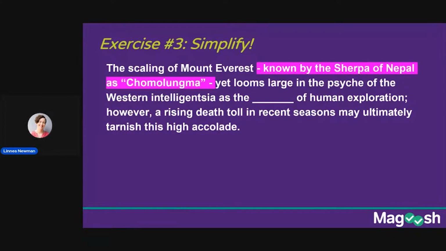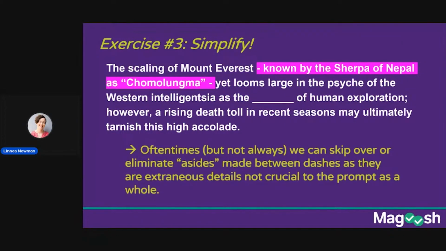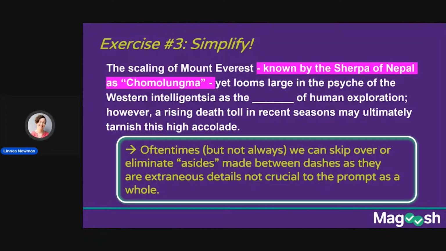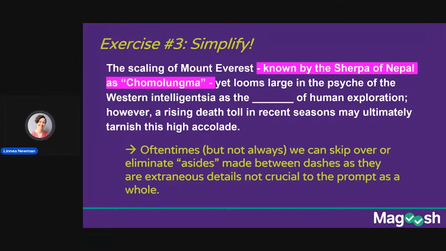All of that's in dashes. It's telling me another name of Mount Everest. When you see information inserted and it's offset by dashes and commas, that's oftentimes non-essential information. So if we identify something as just descriptive and it's not providing really anything new, we can often skip over or completely eliminate these type of asides made between dashes or made between commas. They might be extraneous details, not crucial to the prompt as a whole, and they're just there as distractors. So that whole chunk, I would probably strike out or gloss over.